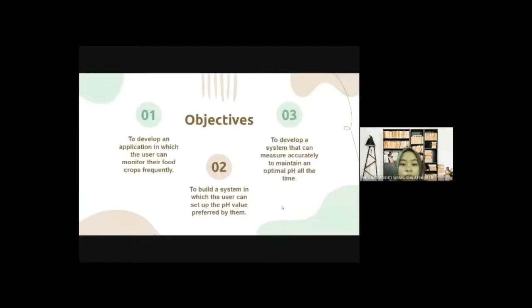The objectives of this project are: we want to develop an application in which the user can monitor their food crops frequently. Next, to build a system in which the user can set up the pH value preferred by them. And finally, to develop a system that can measure accurately to maintain an optimal pH all the time.